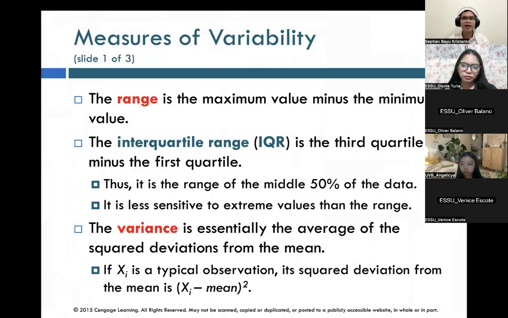If you can find the minimum value and the maximum value, you can find the range of your data. The range is the maximum value minus the minimum value. So it's very easy: once you find the minimum and maximum values, that's how to find the range formula for this data.